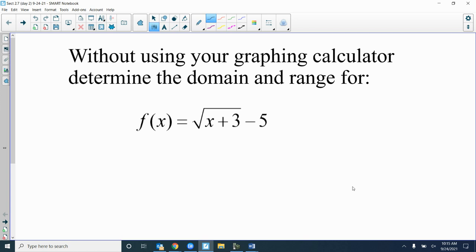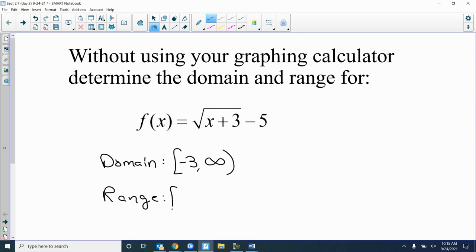All right, Marshall, you got something? Negative 3 bracket infinity parentheses. Okay, and what about the range? Negative 5 bracket and infinity parentheses.